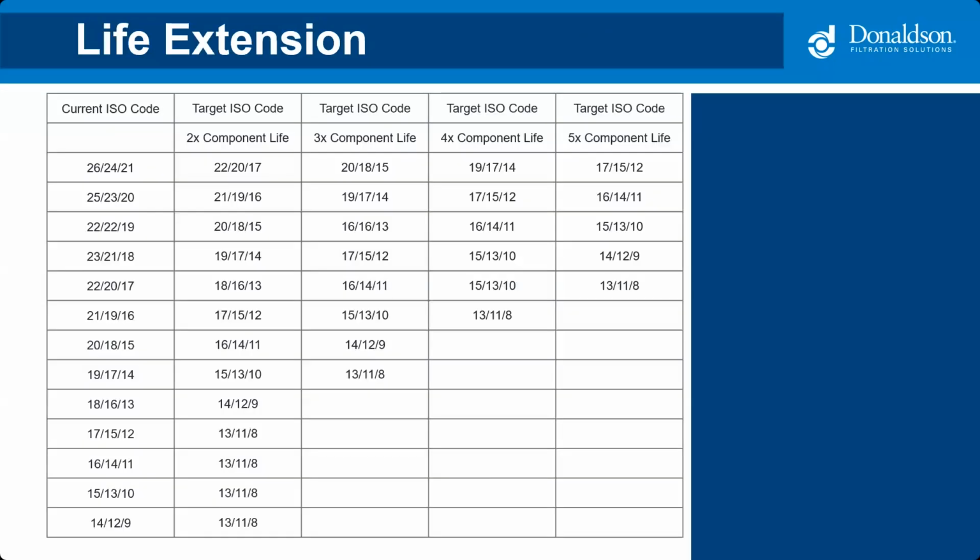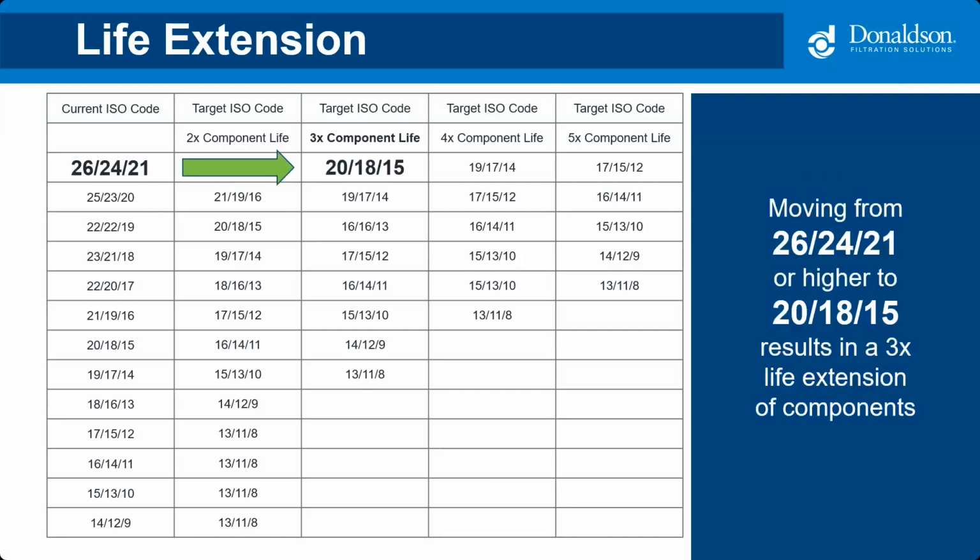I don't know if anybody's familiar with the life extension table. This is a table, if you're familiar with Noria Corporation, they do a lot of testing to be able to figure out what the difference in life length a piece of equipment will be able to yield depending on the dirt level that's within there. But if our current ISO cleanliness code is at about a 26, and we're able to get it down to about a 20, that results in roughly a 3x component life extension for that piece of equipment.